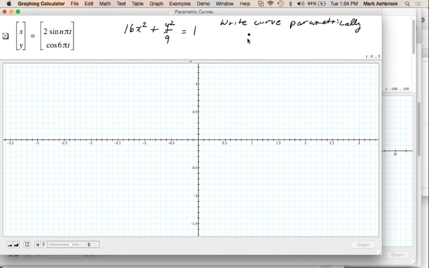Here's the key. Sine squared. So this is the other way now. I'm giving you the equation of x and y, and I'm saying, write that as x is a function of t and y is a function of t. So x equals something with t's, y equals something with t's. And here's the key. Sine squared theta plus cosine squared theta equals 1.